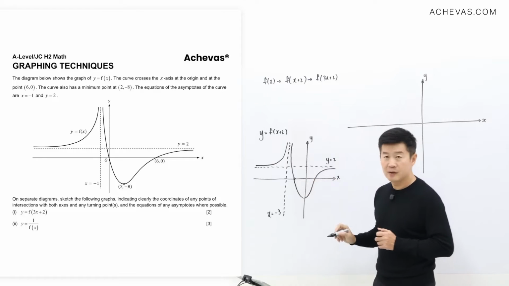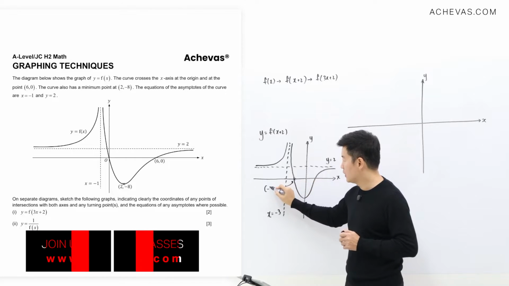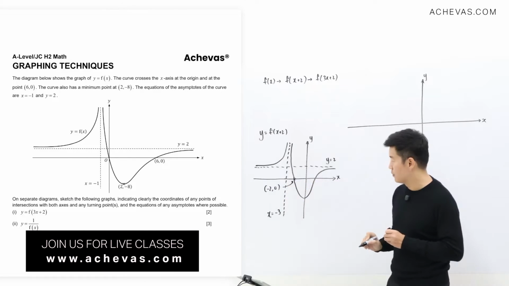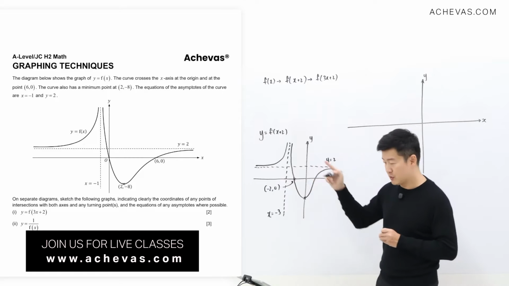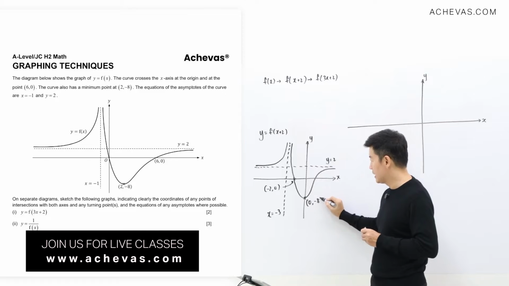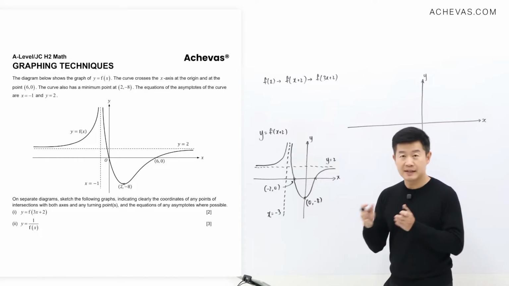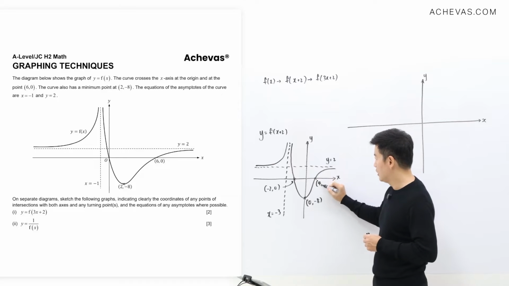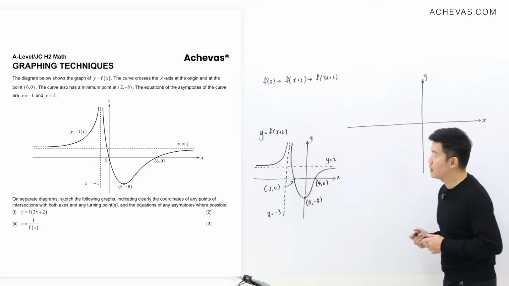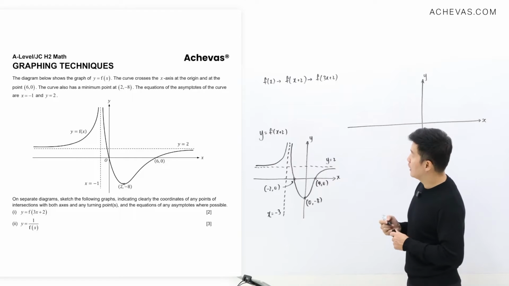And this point was originally at the origin. Now it becomes the point (-2, 0). And this point, which was previously (2, -8), will become the point (0, -8). And this point, which was previously (6, 0), 6 minus 2, will become (4, 0). So now this is the graph of y is equal to f(x + 2).